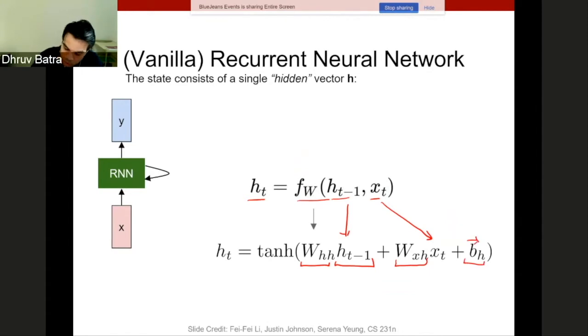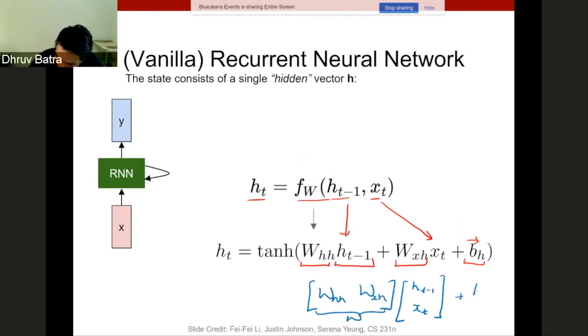You can also read this entire expression as saying that we are concatenating ht minus 1 with xt. We are multiplying by a matrix W, which really has two parts, a WHH part and a WXH part, but really this can be read as a matrix W, and we are adding a bias BH. And this entire thing is being passed through an element-wise nonlinearity to give us this vector.